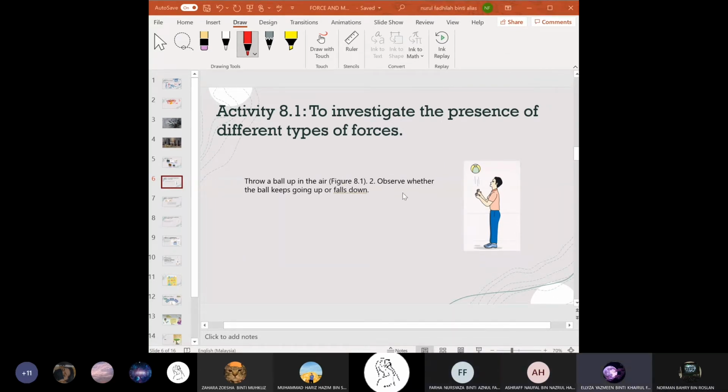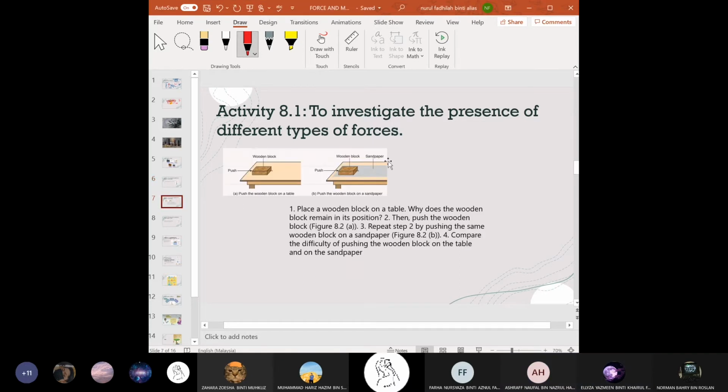Okay. Yes. So what makes the ball fall down? Because there is gravitational force. Yes, exactly. Excellent. So the one that makes the ball fall down is the gravitational force. Okay, excellent, Eliza.